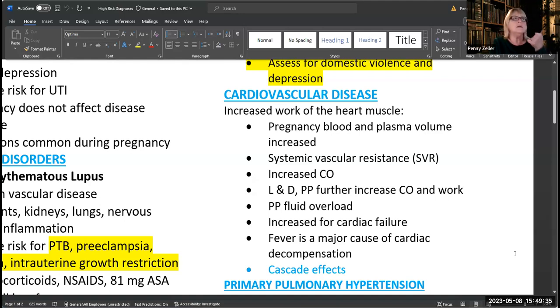So remember that there's a lot more cardiac output. Okay, the heart is working a lot harder, and then labor is working even harder. We've got all this excess fluid that her heart has to circulate. And then once that baby is born, all that extra blood and fluid from the uterus is pumped right back into her systemic circulation. So postpartum is the most serious time for a patient with heart disease. It compounds, it snowballs.